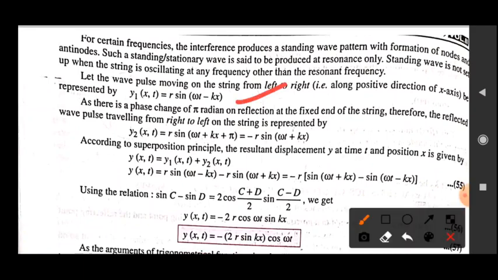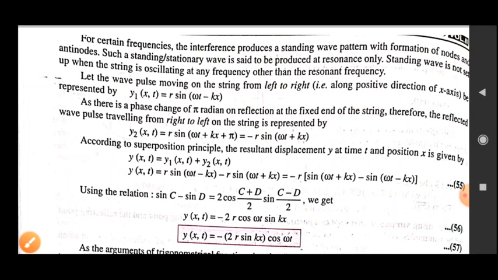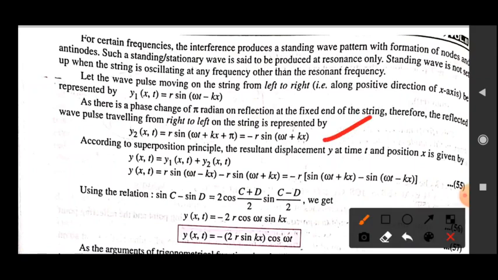If the wave is moving along the positive x direction, along this string, then its displacement is y1, and that is given by y1 equals r sin(omega t minus kx). And again, after a phase change of pi from the fixed end B, it reflects back from right to left, and the string will have the displacement equation y2 equals r sin(omega t plus kx plus pi), and its value you can see is minus r sin(omega t plus kx).